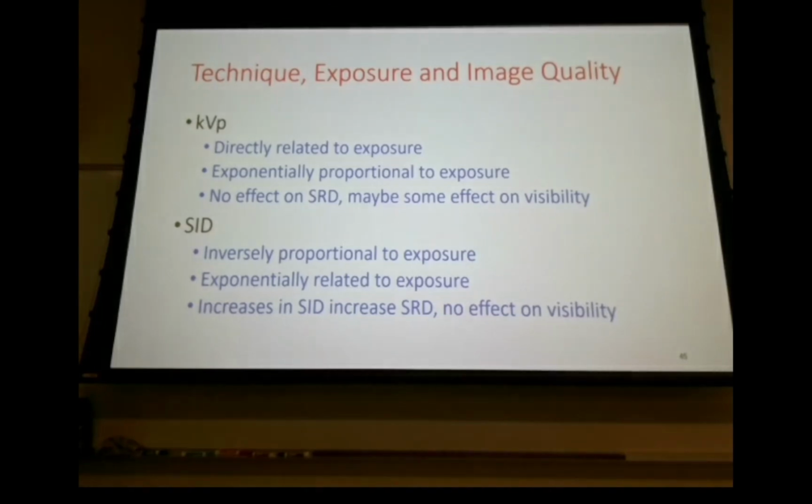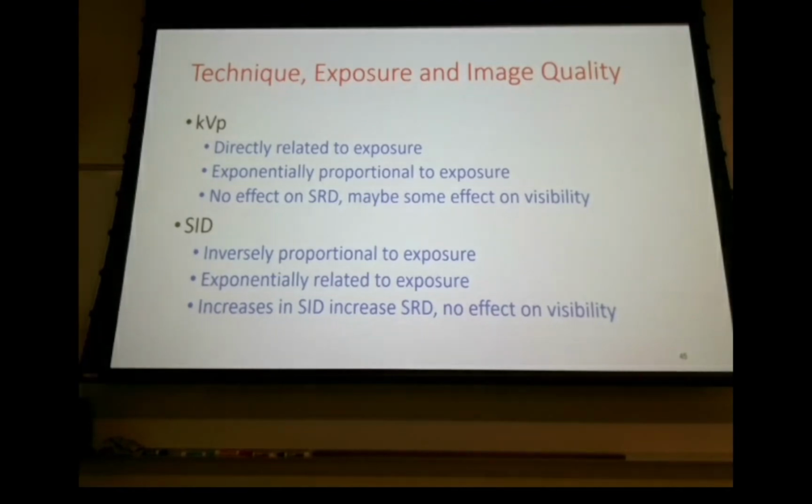So with kVp and exposure, if the only thing we do is change kVp, then we're going to have a direct relationship, in that it goes in the same direction. That is, you increase kVp, your exposure is going to go up, as exposure to both the patient and the image receptor goes up with an increase in kVp. If you decrease kVp, the exact opposite is going to happen, right? So it decreases. But it's an exponential proportion.